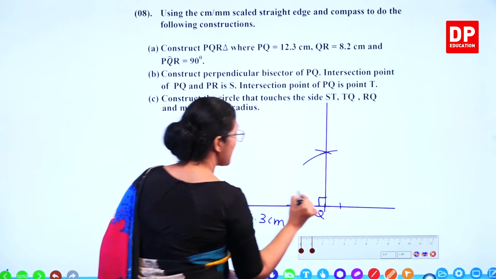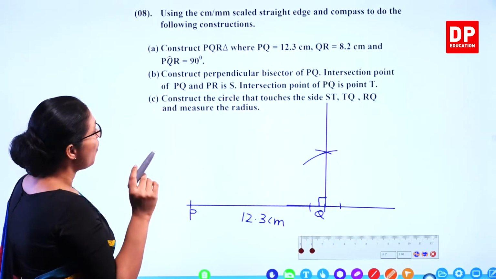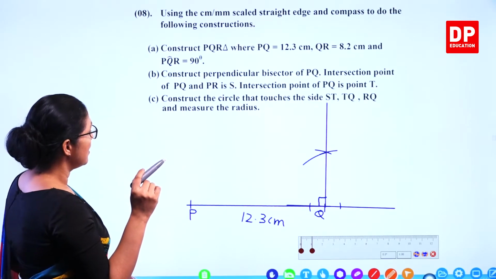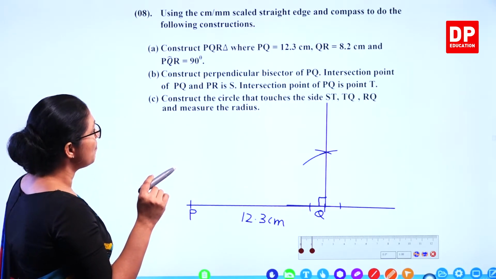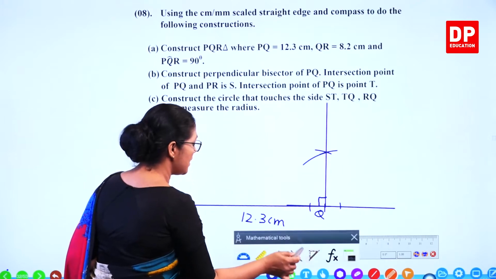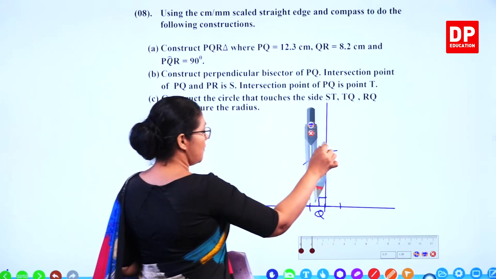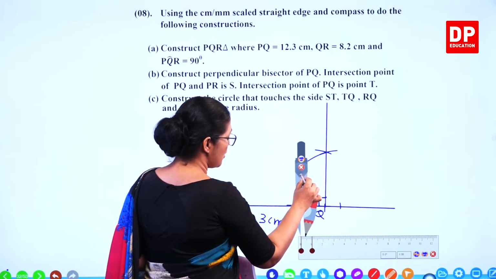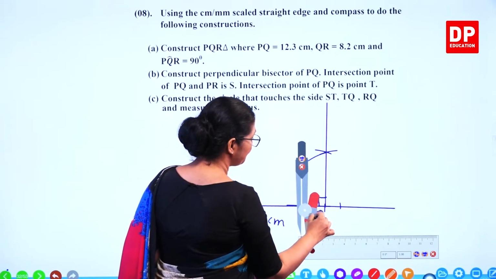So this becomes 90. Now what is QR? That's 8.2. So we'll take the compass and measure 8.2 length.